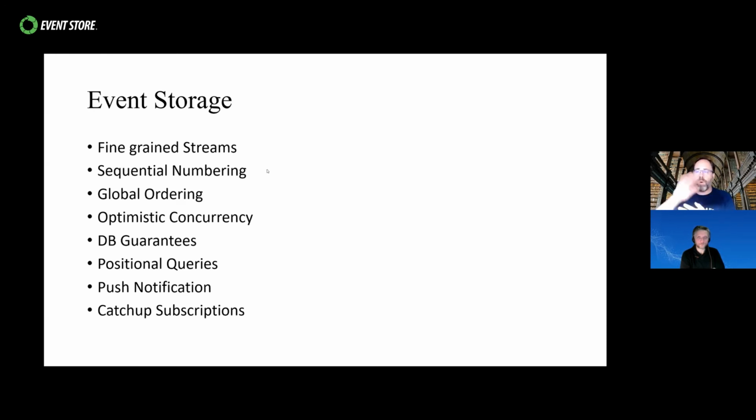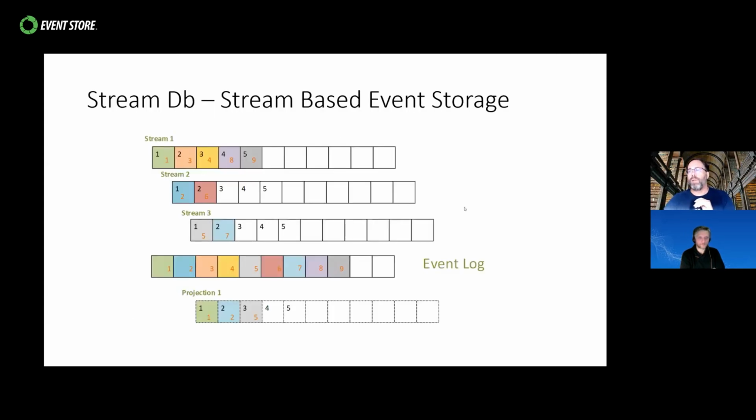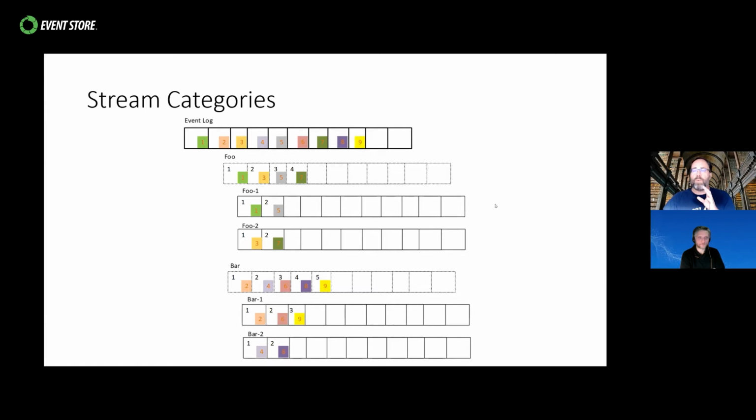This is a quick checklist of what you want in that storage. We also are going to have what we call stream categories. Categories are similar to tables, as we're going to see later. So we have the log, we have a category foo, category bar, and then instances, which are roughly equivalent to rows, inside that. And so you'll see that there is a global order of all the events, an order inside the category or table, and an order inside the instance or row. Yep.